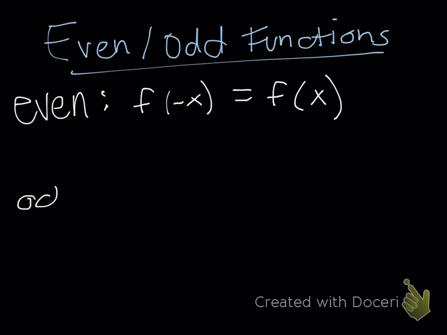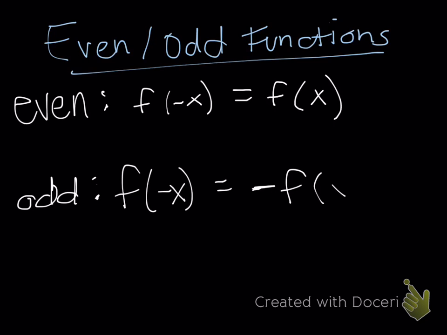Same idea for odd. We again are going to plug in negative x. But this time the result's going to be different. If I plug in a negative x and I get essentially the opposite signs of the original function, I would say it is odd. If neither one of these scenarios occur, we would say it is neither.